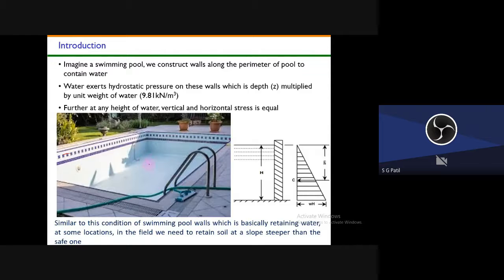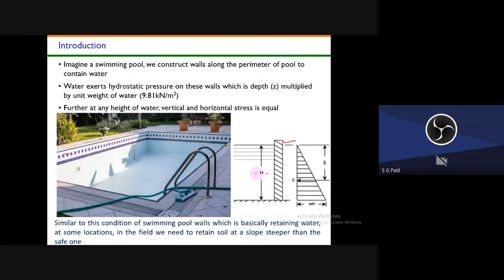Okay, so this water will always exert pressure all along the direction. Equally the pressure will be applied. Okay, suppose if I take at this level, suppose this is the wall and this is the swimming pool cross section, you assume it. Okay, so this is the wall of the swimming pool, and here we are containing the water.